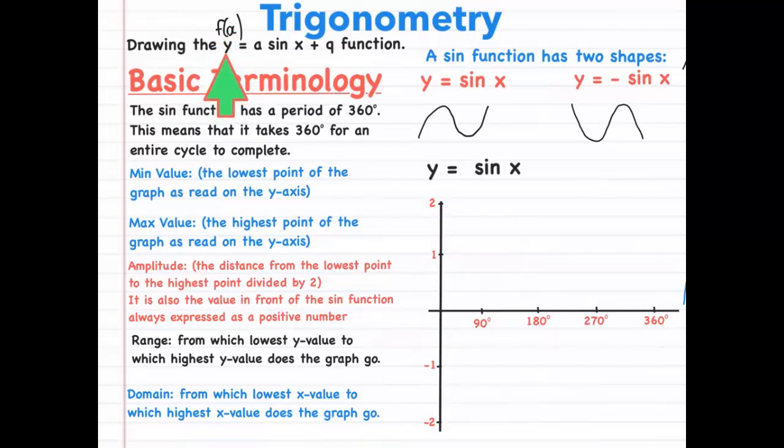Now we go to the right and we see the letter A. What is the letter A? The letter A tells us the amplitude of the graph. I'll explain that later, so I just want you to know that that A is the amplitude. Then we have the sine of x and then plus q.